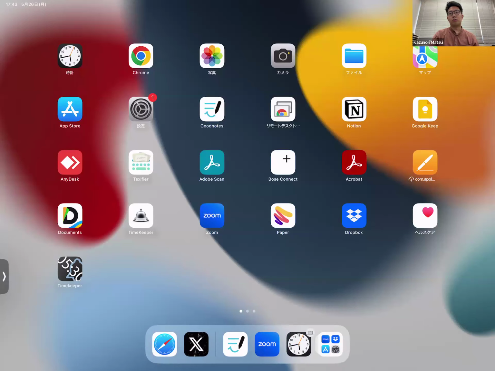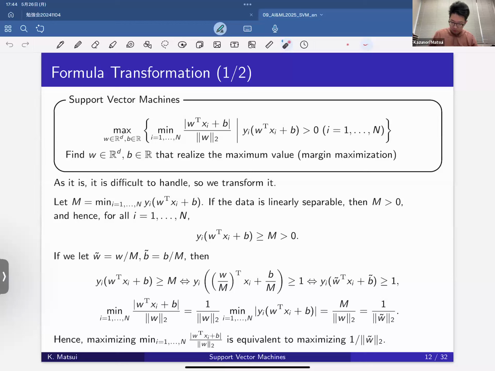Sorry, so m is the minimum value. So yi times wxi plus b is greater than or equal to m for all i. And the minimum value m is still greater than 0, so this relationship holds.